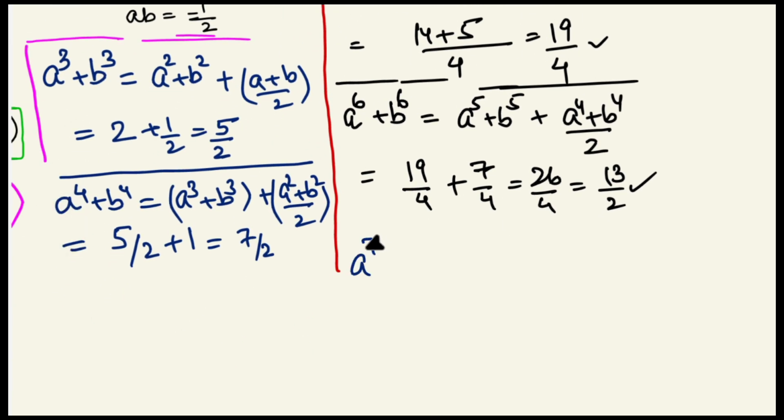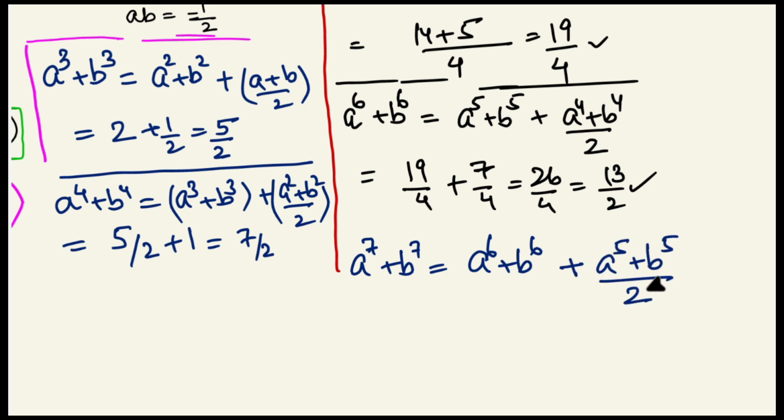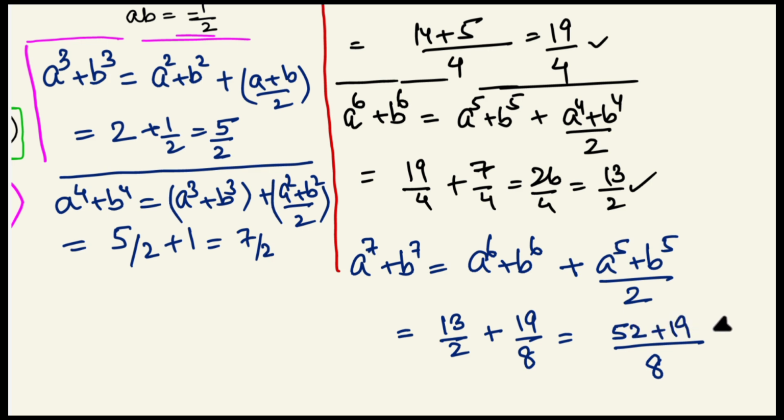Next term is a to the power 7 plus b to the power 7. This will be equal to a to the power 6 plus b to the power 6 plus a to the power 5 plus b to the power 5 on 2. So a to the power 6 plus b to the power 6 is 13 upon 2, plus a to the power 5 plus b to the power 5 is 19 by 4, and 1 upon 2 becomes 19 upon 8. The value becomes 71 upon 8.